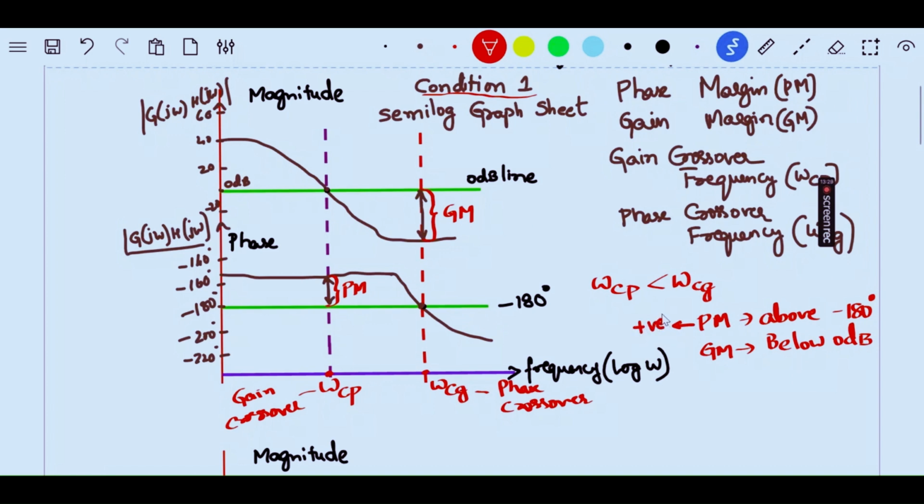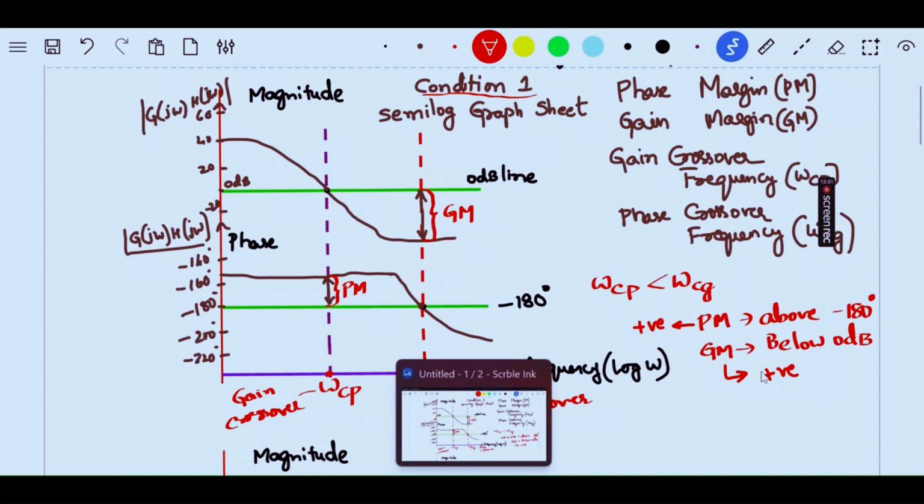If the phase margin is obtained above minus 180 degree, then such phase margin is considered to be a positive phase margin. Similarly, when you get gain margin which is below 0 dB line, then such gain margin is considered to be positive. Okay. If you get below 0 dB, gain margin is positive. Above minus 180 degree, phase margin is positive.